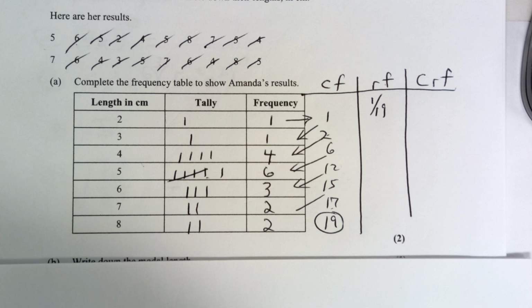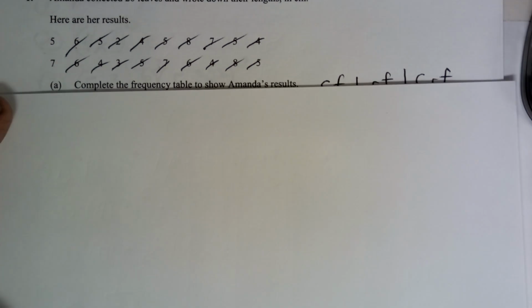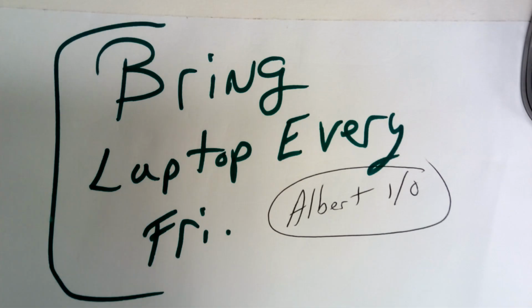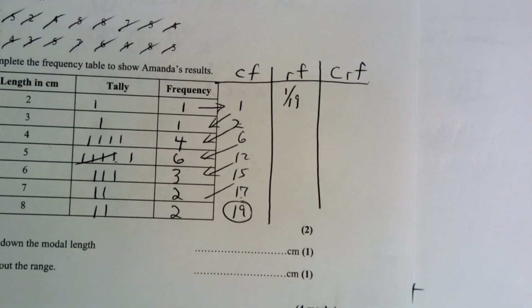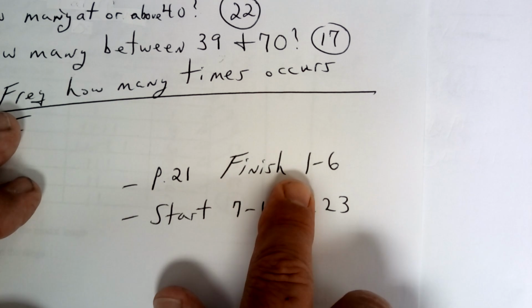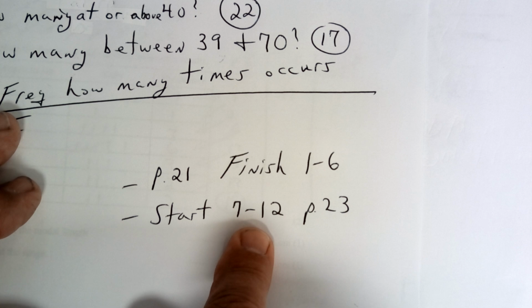Okay, we're going to go ahead and rework this one in class together. Okay? All right, let's keep moving. What I want to do now is give you your assignment here. Okay, so I want you to go to page 21. I want you to finish 1 through 6. Make sure you check your answers in the back, and then I want you to finish up this section. So go to page 23.